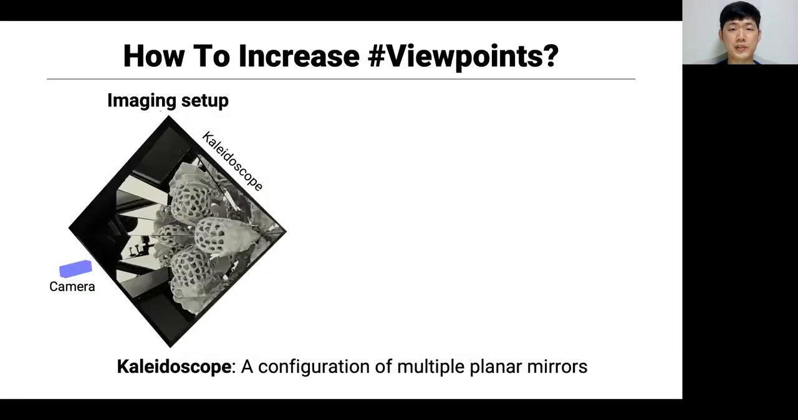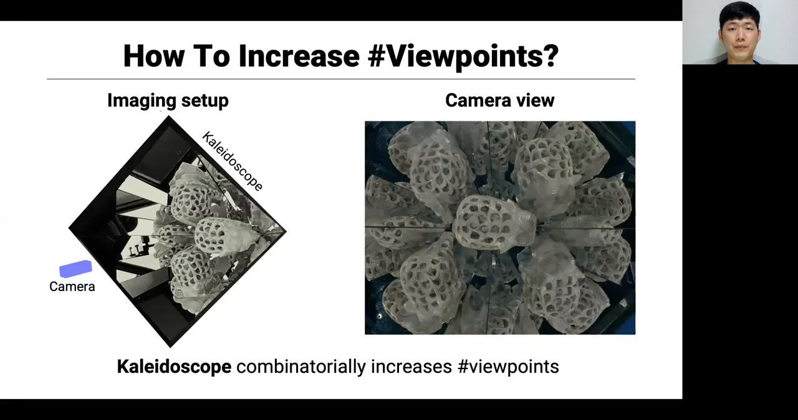A simple way to achieve a very large number of viewpoints is to surround the object with mirrors. It conveniently provides additional viewpoints without the need to move a camera or construct a multiple camera system. In particular, we use a kaleidoscope, which is a configuration of multiple planar mirrors. As we can see in the camera view, the kaleidoscope allows light to bounce around repeatedly until it hits the camera, and thereby combinatorially increases the number of viewpoints.